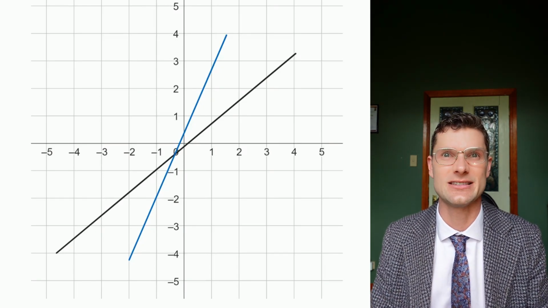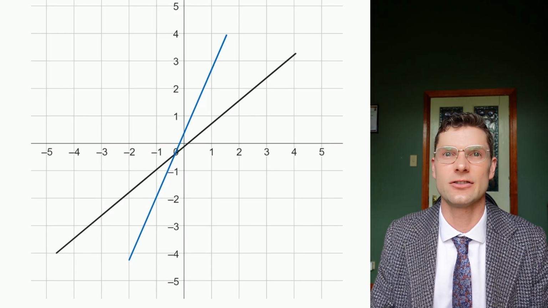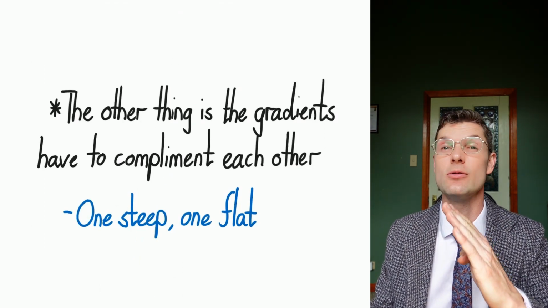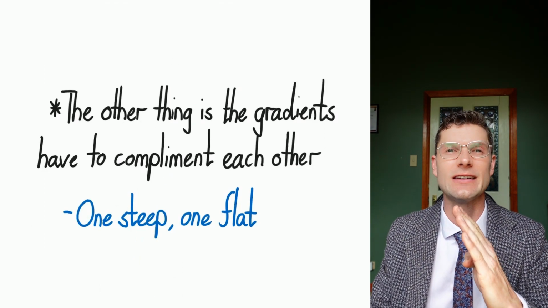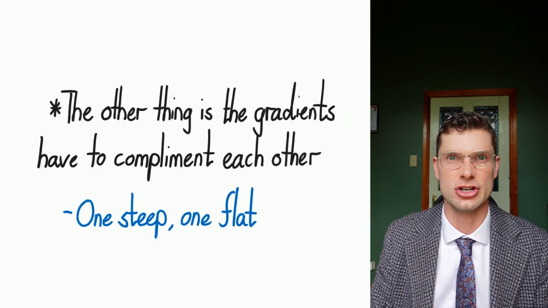And the same thing happens the other way. A negative gradient line, its perpendicular line is going to have to go positive. The other thing that kind of complements this as well is that if we've got a really steep line, to make the perfect X, I need to have a really flat line. And we're going to see a couple of examples of that just now.